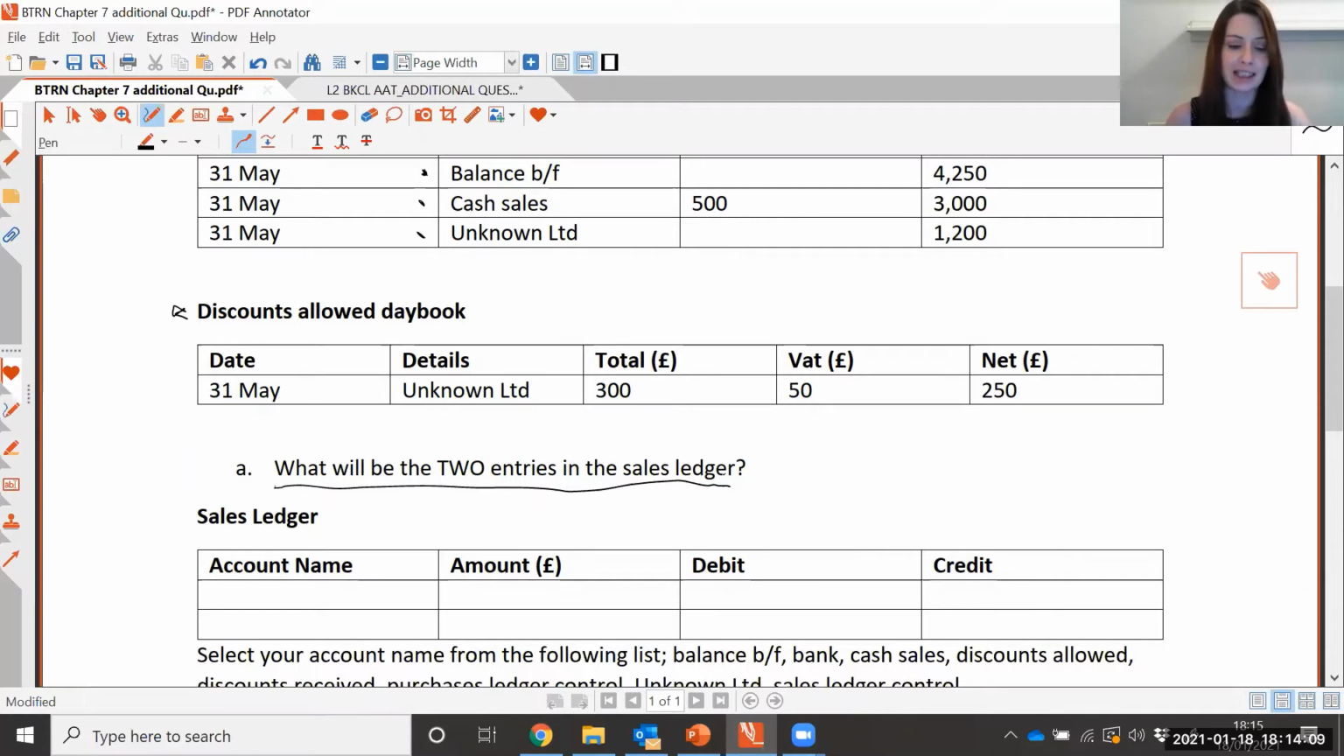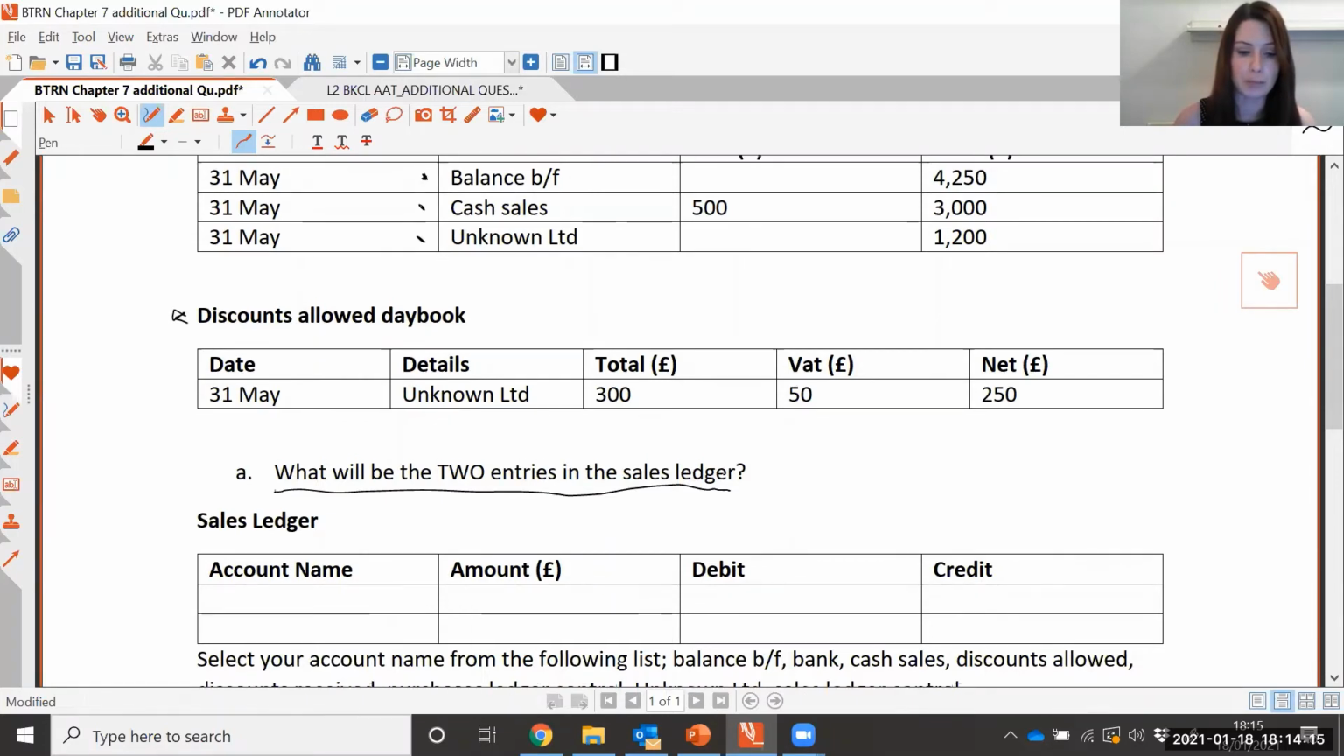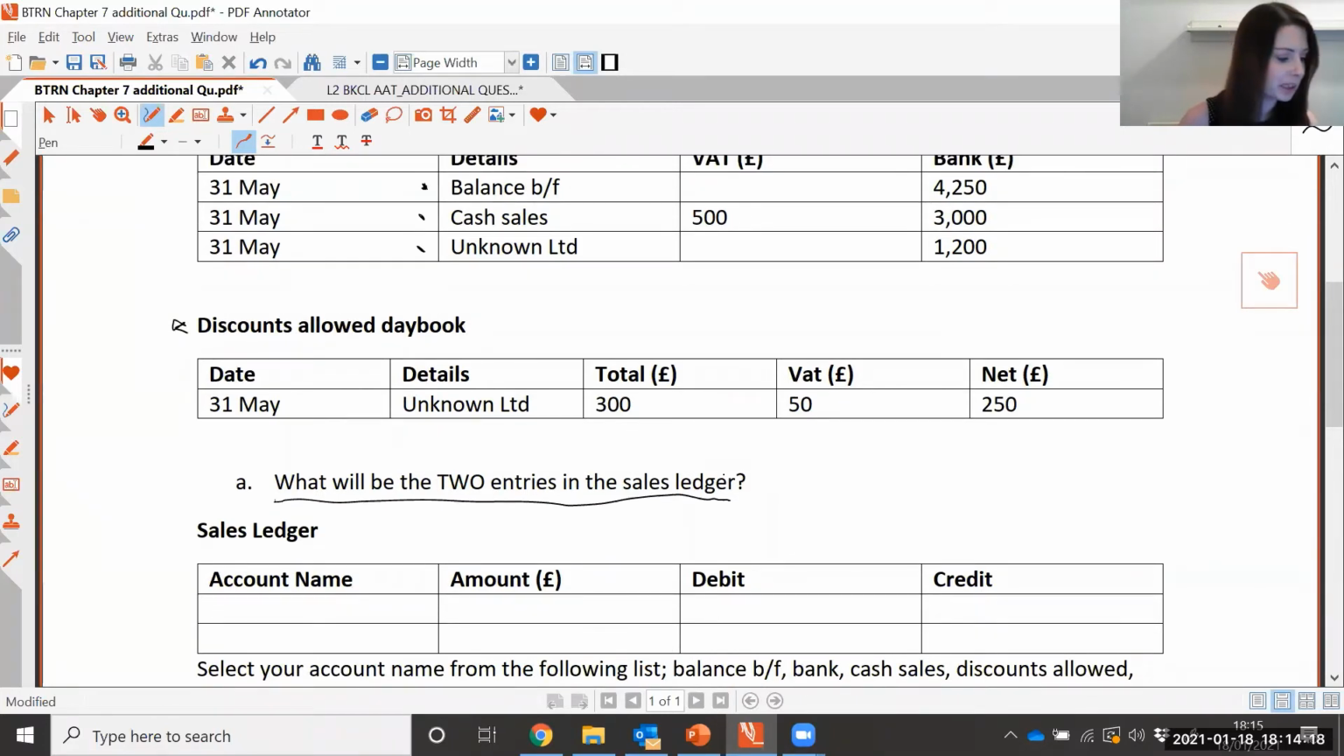So remember, the sales ledger is a subsidiary ledger. Looking at the information above in the cash book and the discounts allowed day book, what will the two entries be in a sales ledger? Remember that a sales ledger is a subsidiary ledger and it contains a list of our individual credit customers. So it's not discounts allowed or bank, because they will be accounts that go into the main ledger.